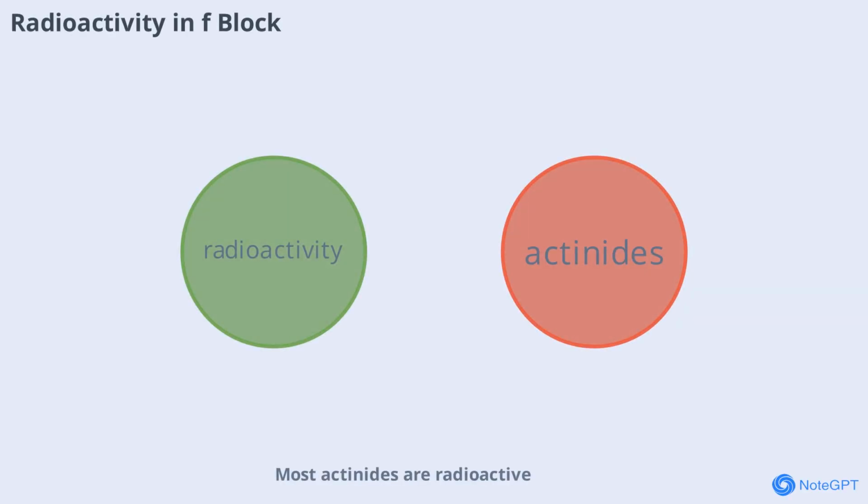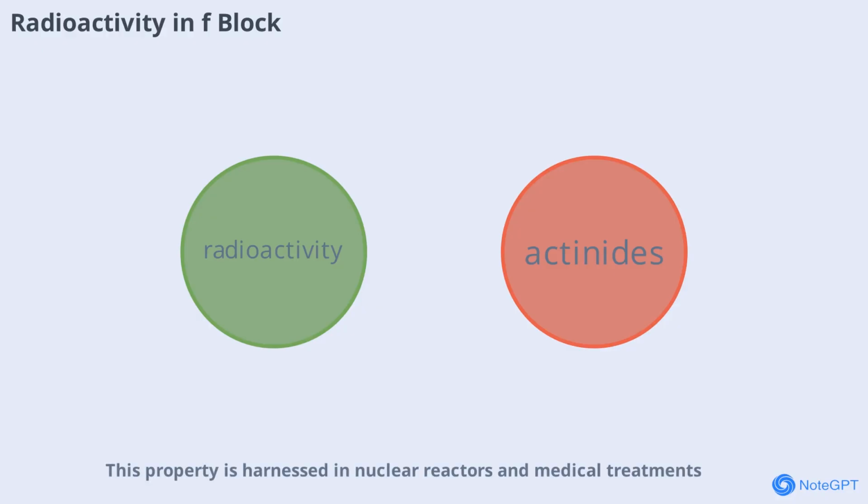Most actinides are radioactive, meaning they emit radiation as they decay into more stable forms. This property is harnessed in nuclear reactors and medical treatments, but it also poses safety risks. Proper containment and handling are essential when working with radioactive F-block elements. Understanding radioactivity is key to safely utilizing these powerful elements.